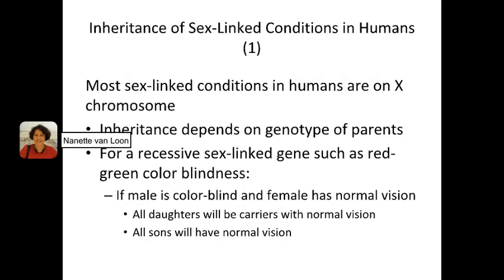There are certain conditions that are said to be linked to the gender of an individual, and they're called sex-linked conditions. The majority of them are on the X chromosome, simply because the X chromosome has a lot of genes. And the inheritance of these conditions will depend on the genotype of the parents. Let's take an example. An example of a sex-linked gene is red-green color blindness.